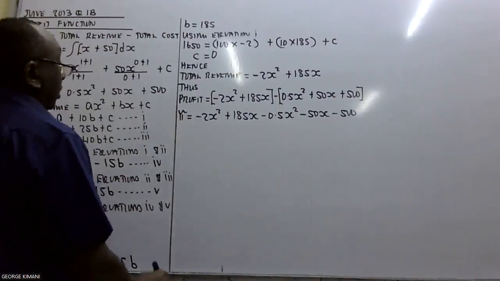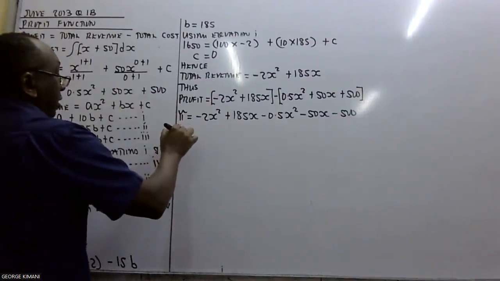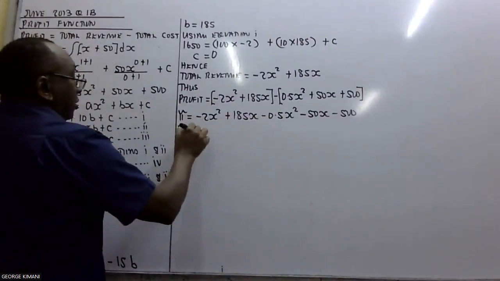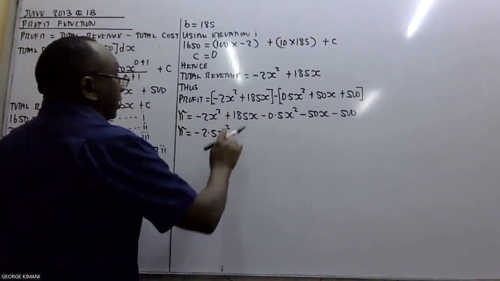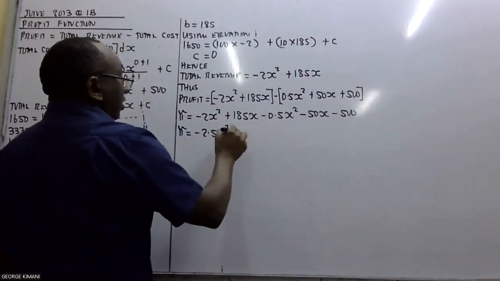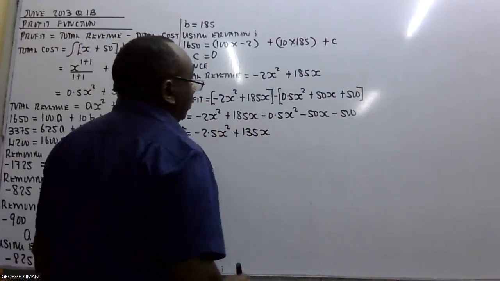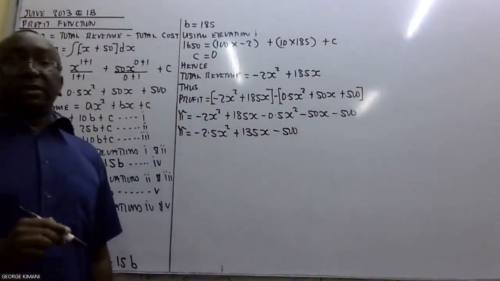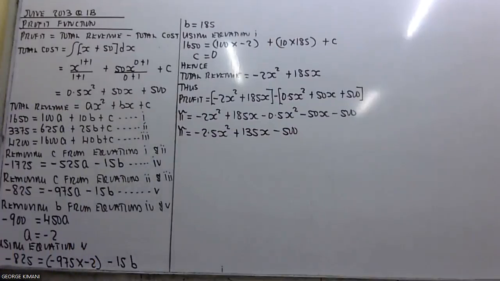So now we put like terms together. This x squared and this one, we are left with minus 2.5x squared. This and this gives us plus 135x minus 500.